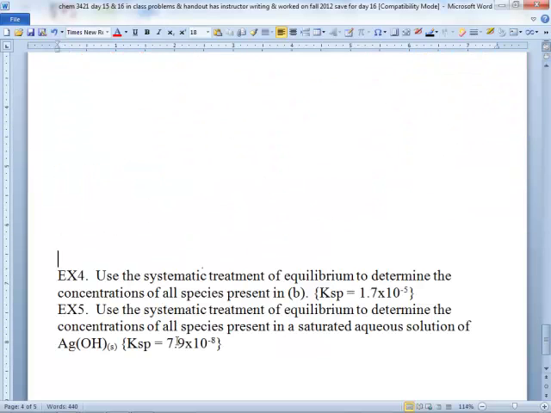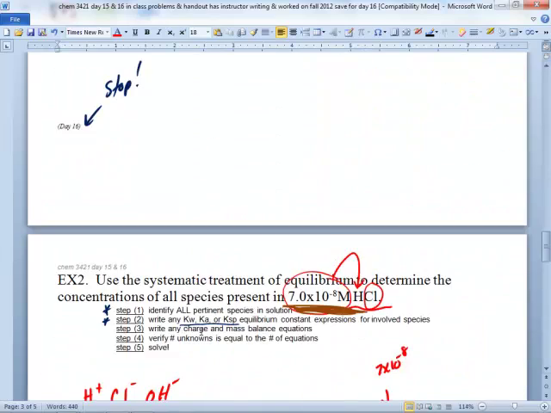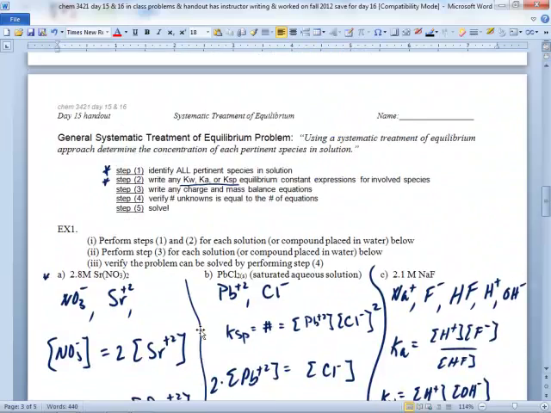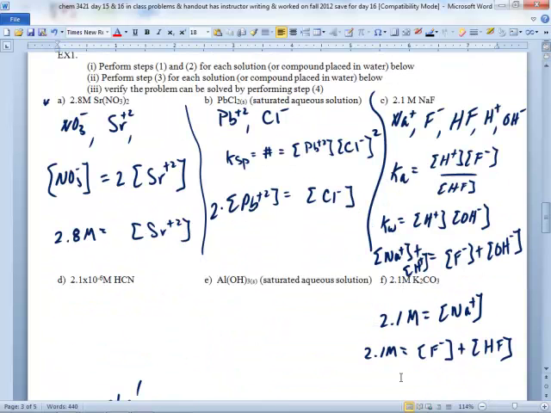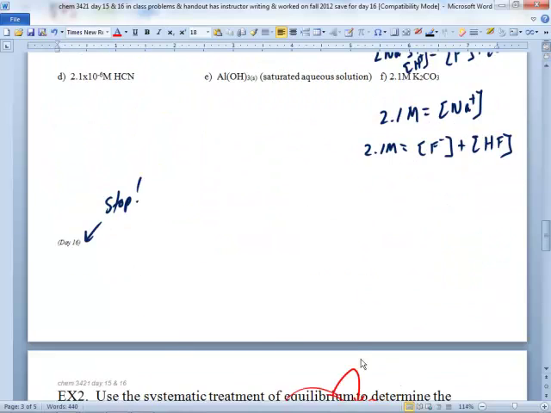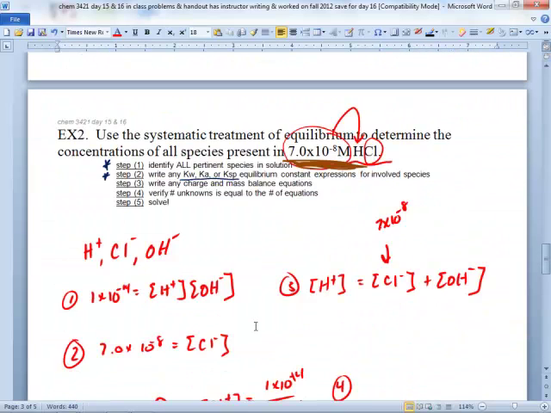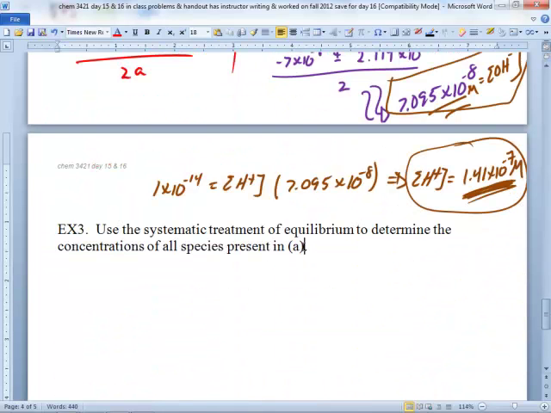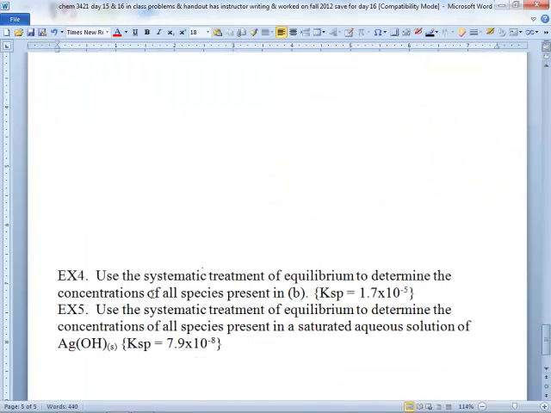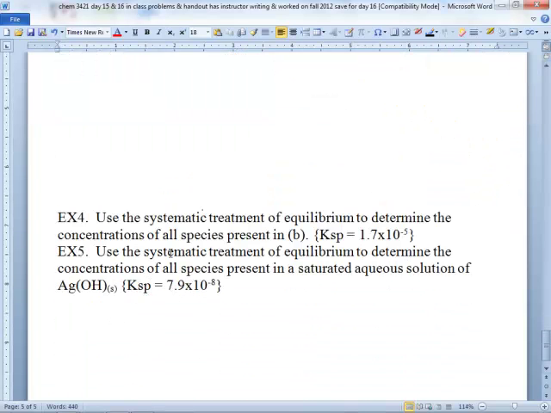No. When it says A, it's referring to all of these. Isn't it? Oh, really? Why would I even ask that? There's nothing to do. Oh, okay, fine. Okay, what's EX4? It's present in B. All right, well, let's do B then.